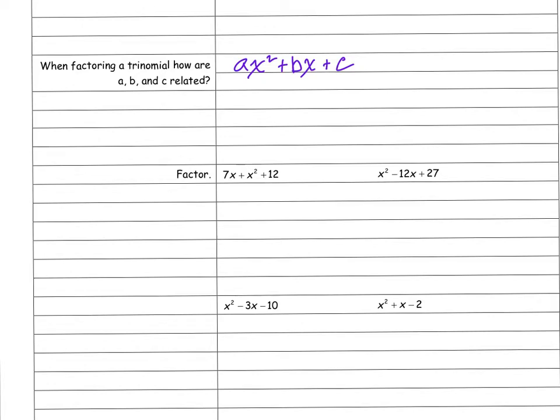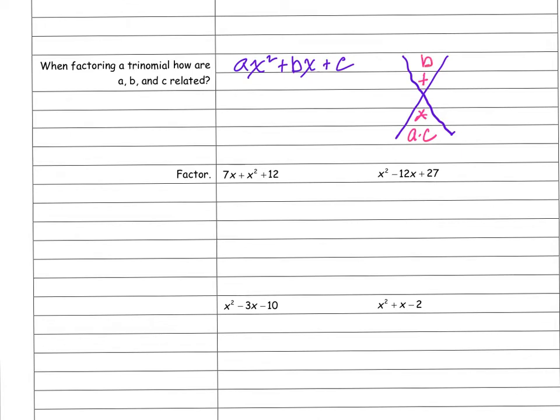Now most of the trinomials we're going to factor, a is going to equal 1. So when a equals 1, it's pretty easy, but I'm still going to show you no matter what, so you know what a is. I use a little graphic organizer that looks like this, okay? And I need two numbers that multiply to be a times c and add to be b. So that's how I kind of set it up.